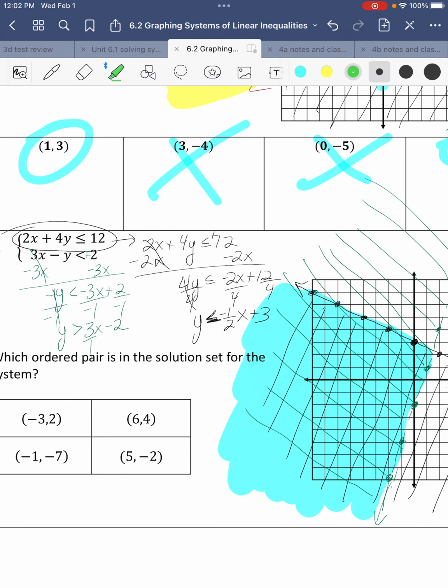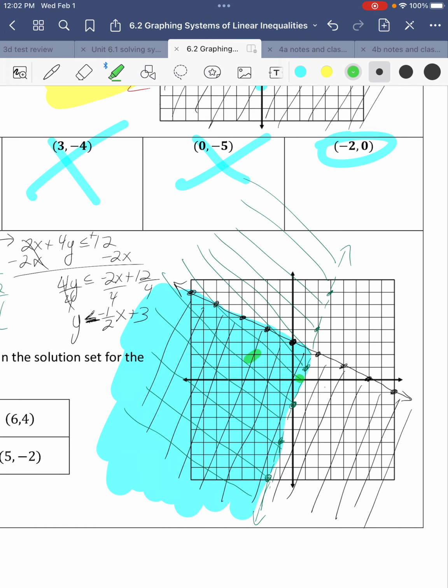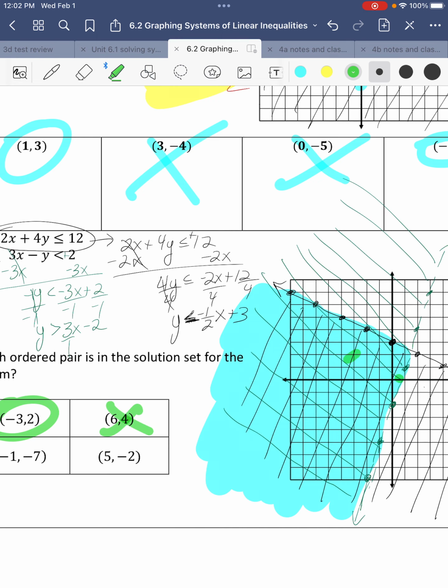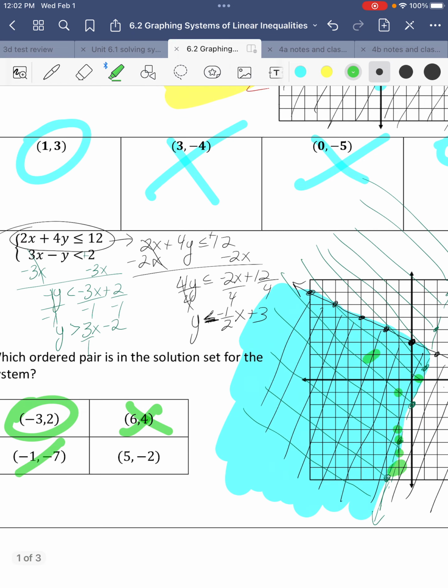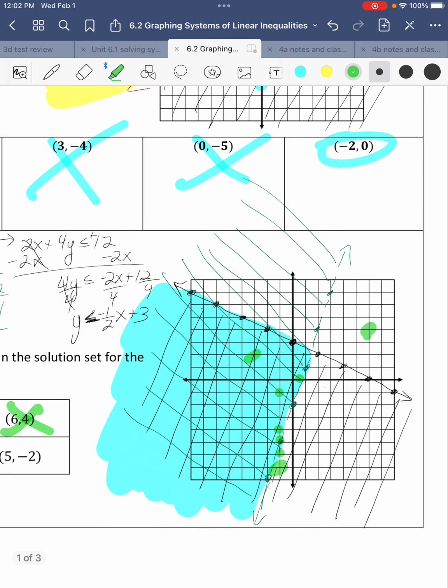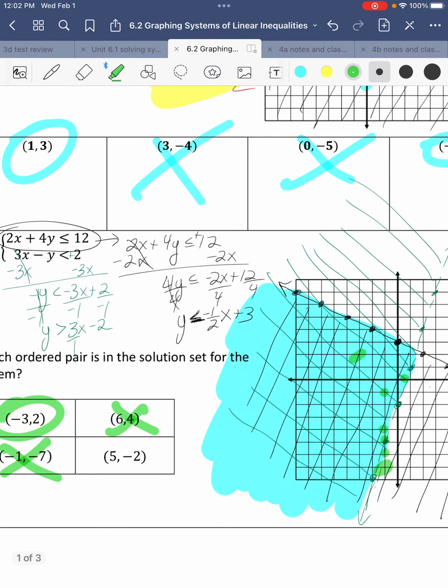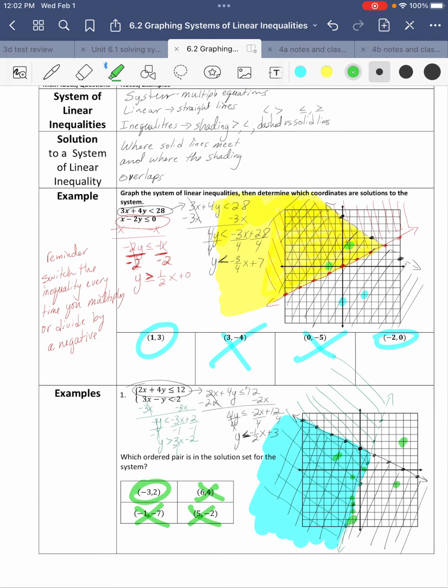So now we can go to -3, 2. That is in there, so yes. 6, 4. 1, 2, 3, 4, 5, 6, 4. Nope. -1, -7. -1, down 1, 2, 3, 4, 5, 6, 7. Not in the shaded area, so no. And 5, -2. 1, 2, 3, 4, 5, down 2. Nope, not in the shaded area, so no. Just -3, 2.